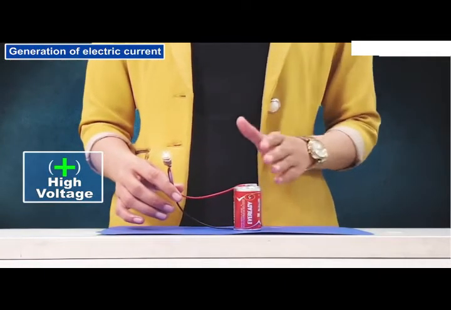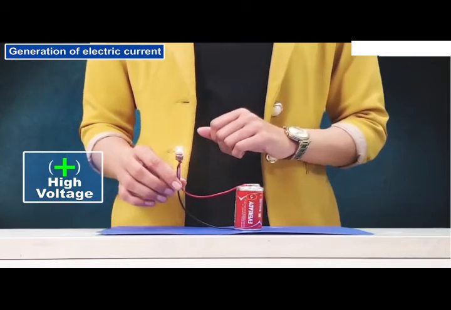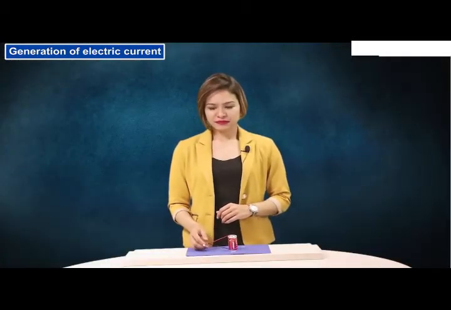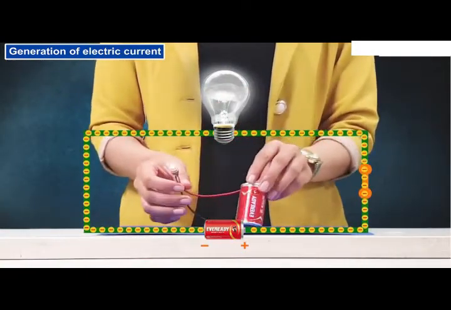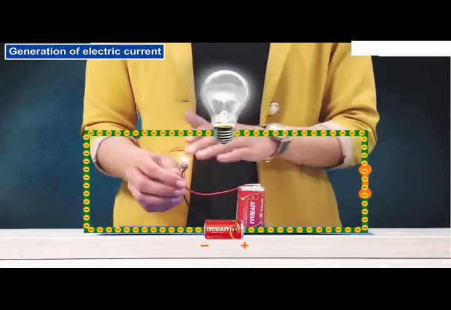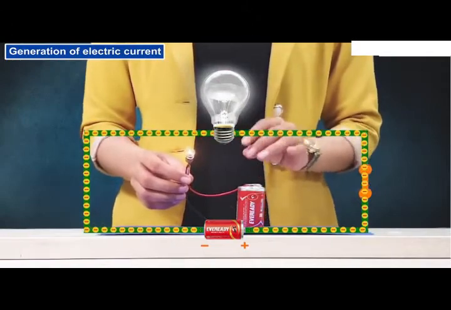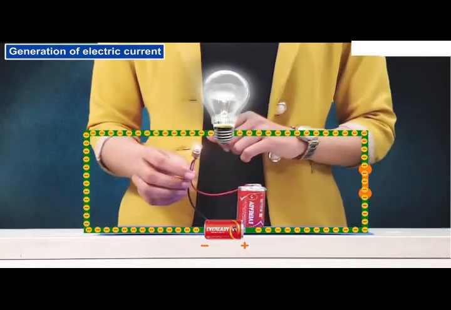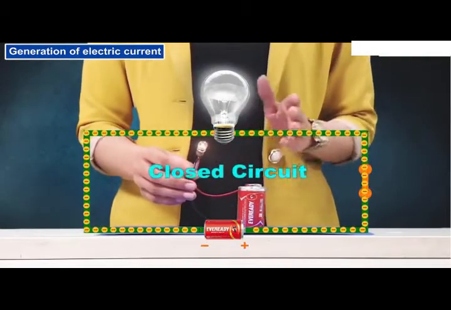Between the free ends of these two wires, an electric bulb is connected. And what will happen next? Yes, electrons from the negative terminal of the cell will push against the randomly moving free electrons in the wire and reach the positive terminal of the cell through the electric bulb. Here you can see that the bulb glows. So this forms a closed circuit.